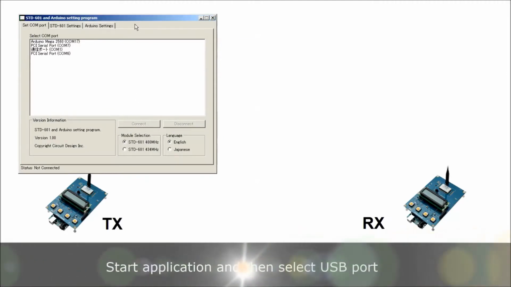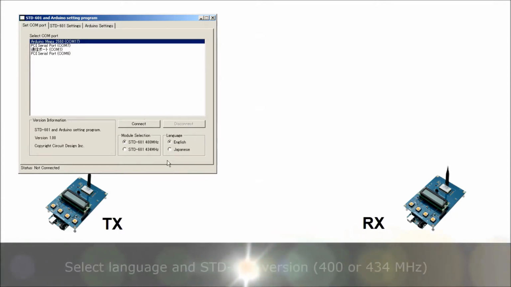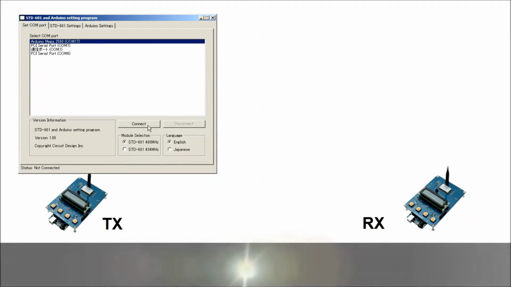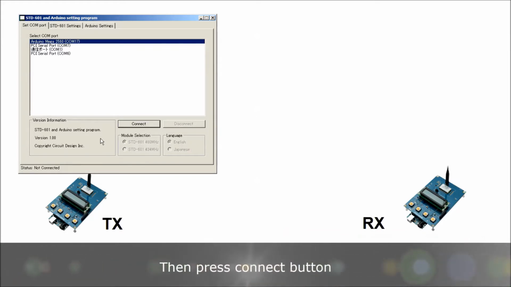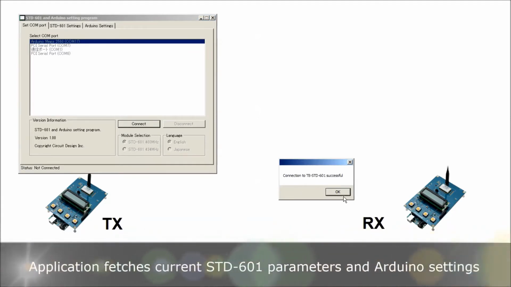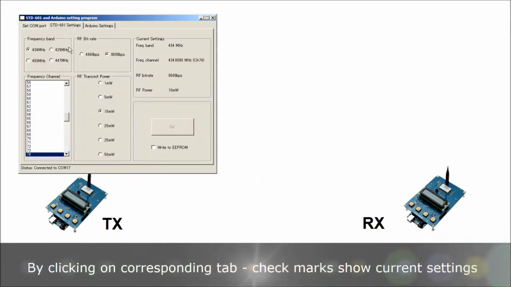So start the application and select the USB port. Select language and STD-601 version. Then press the connect button. So the application fetches the current STD-601 parameters and Arduino settings. By clicking on the corresponding tab, the check marks show current settings.